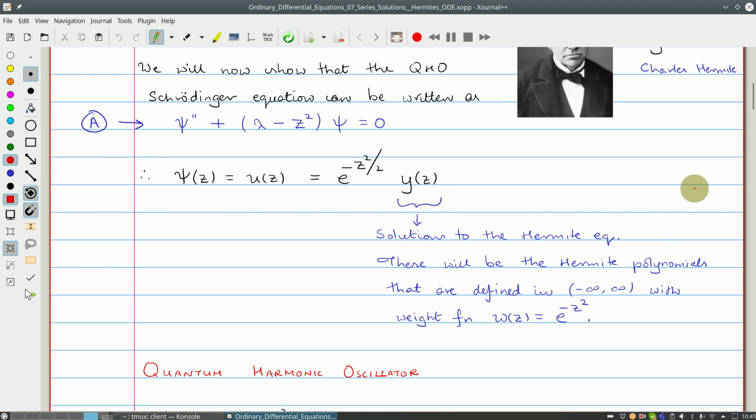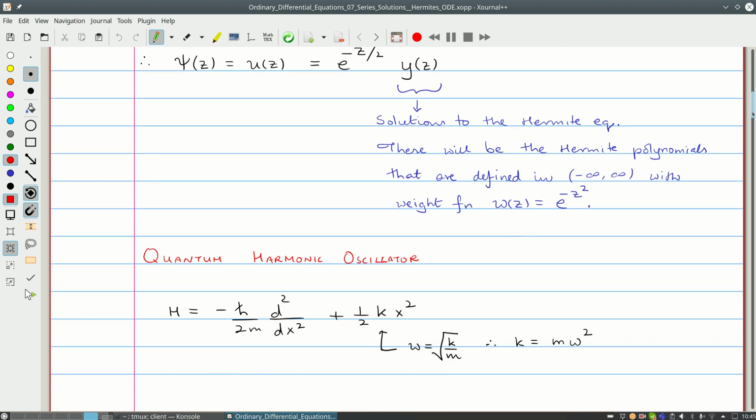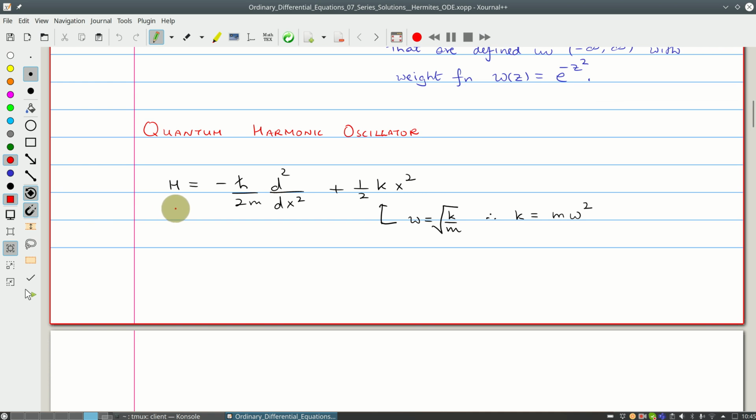So let's start with the quantum harmonic oscillator. The Hamiltonian is given by a kinetic energy part and a potential energy part, so H is equal to minus h bar squared over 2m d squared by dx squared plus a half k x squared. K is your spring constant, and we know from our classical harmonic oscillator that k is related to the frequency through omega equals root k over m, so k is equal to mass times omega squared, and let's use this expression for k.